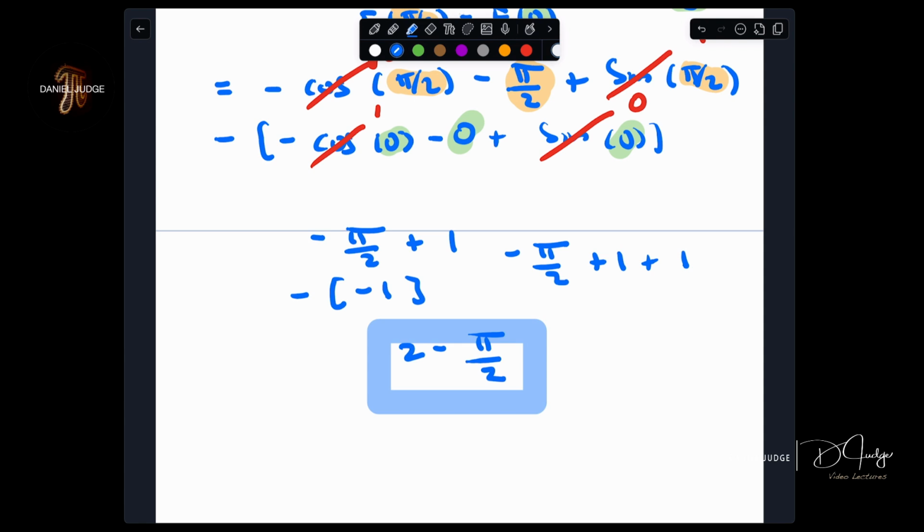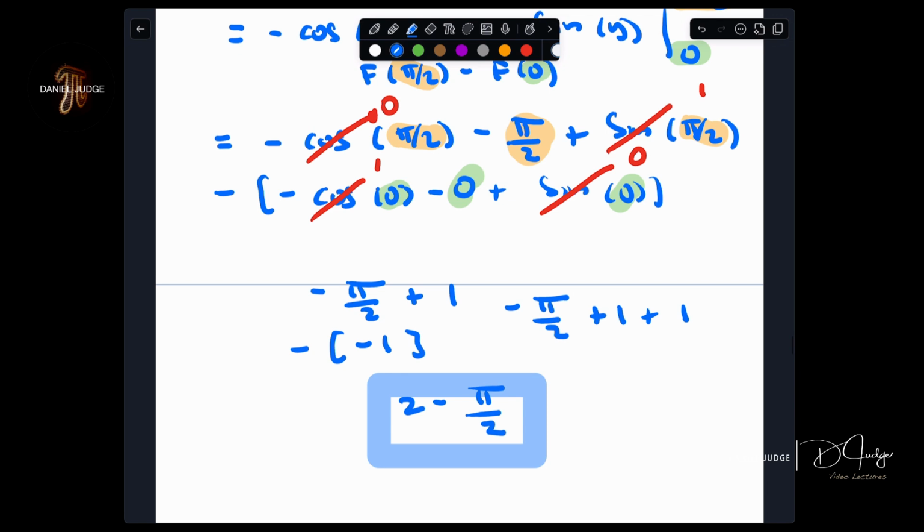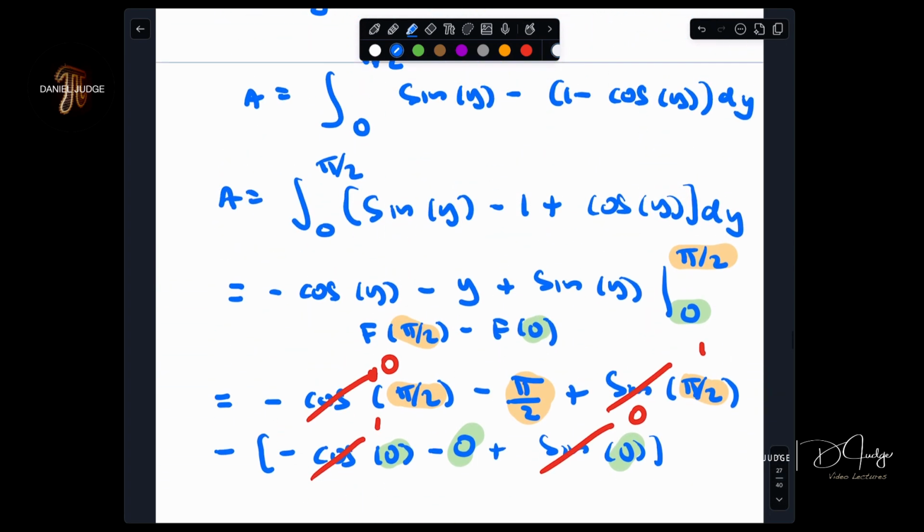All right, looks pretty good. Negative pi over 2 plus 1. Let's just double check. Negative pi over 2 plus 1 minus a minus. That's 2. 2 minus pi over 2. There you guys go.